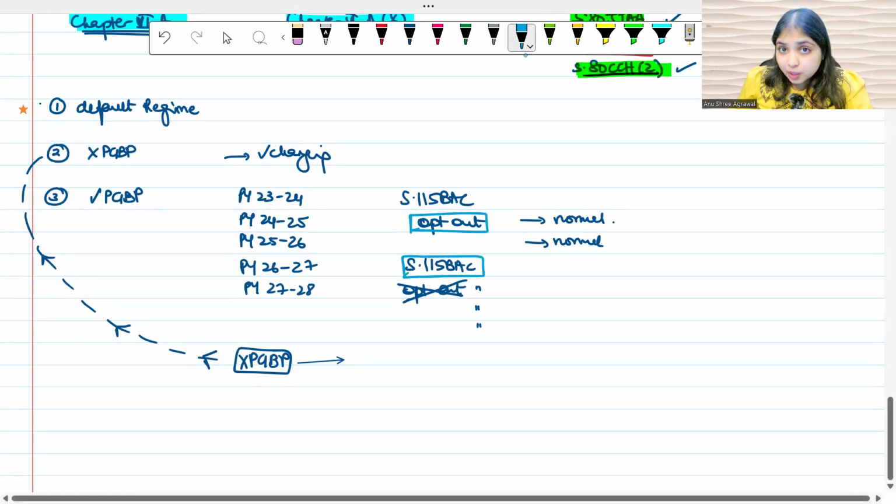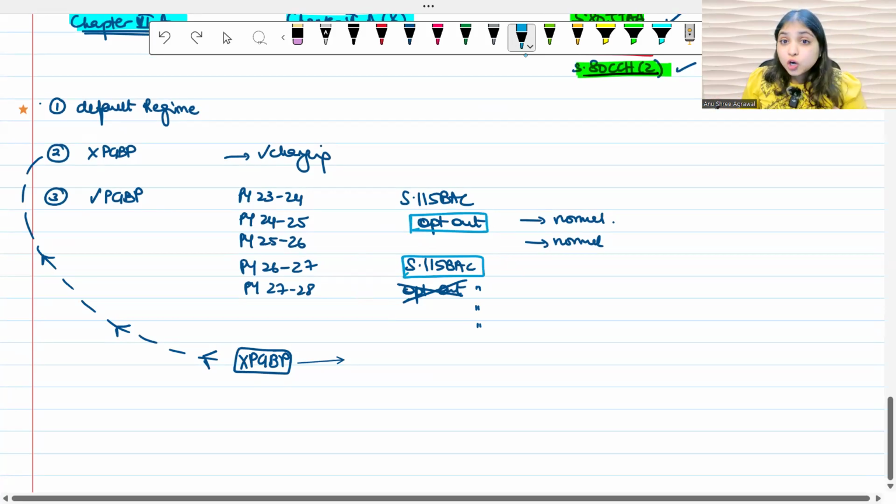So once he has opted out, now he'll continue to follow the normal provisions. If he wants to come back to 115 BSc, you're welcome. You can come back. But once you come back, can you go back to normal provisions? No. You can opt out only once and you've already opted out in the past. Now you can't opt out once again. Getting it? So by default, we will assume that you're following 115 BSc.